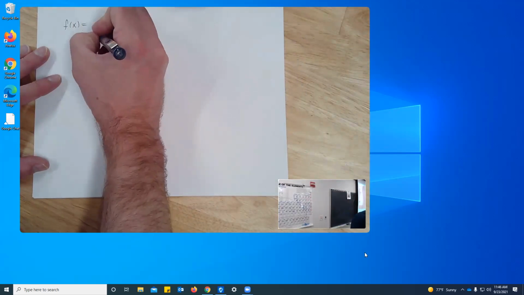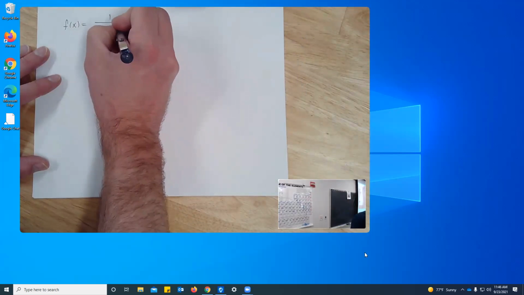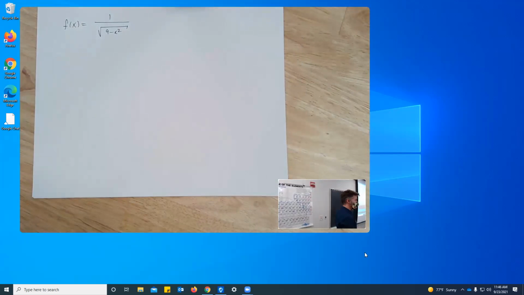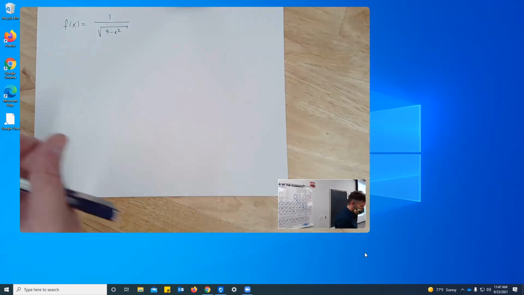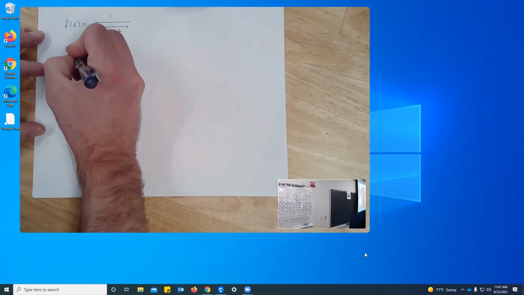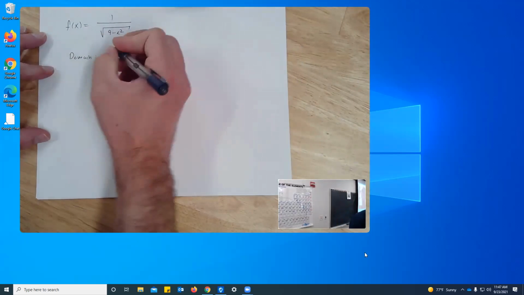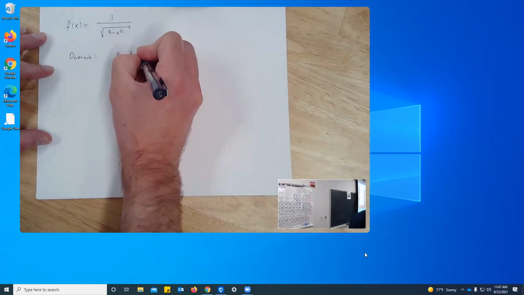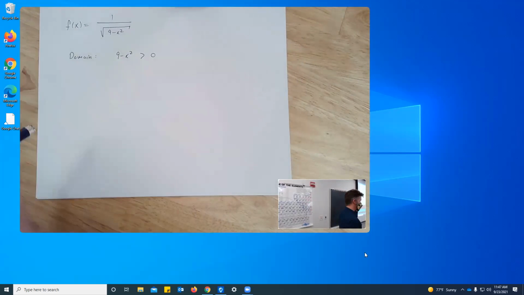We look at 1 over the square root of 9 minus x squared. It's going to have a very similar domain, but not quite the same. So here's the domain. We now need 9 minus x squared to be greater than 0. And we actually don't want it to equal 0, because if it was equal to 0, we'd have the square root of 0, which is 0, but we'd be dividing by 0, which is not allowed.